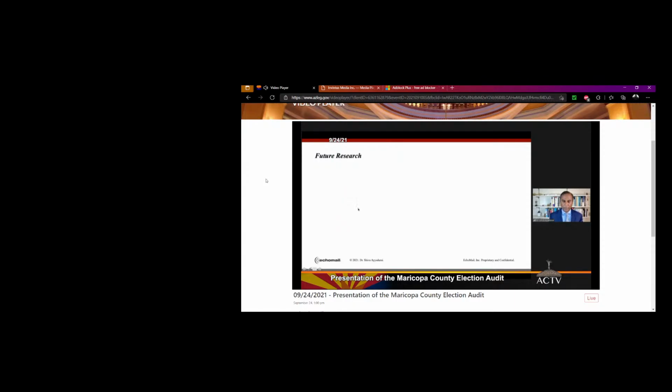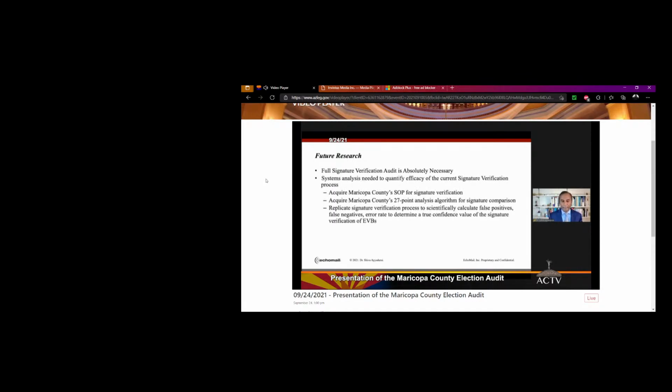So the future research we believe is absolutely necessary is a full signature verification audit, which means doing the full 27-point analysis. We have the capability right now. We have everything imaged. If we acquire Maricopa's SOP for signature verification, if we can get their 27-point analysis algorithm, we can replicate all of this, and using the algorithm that they have, define an actual false positive, false negative error rate.